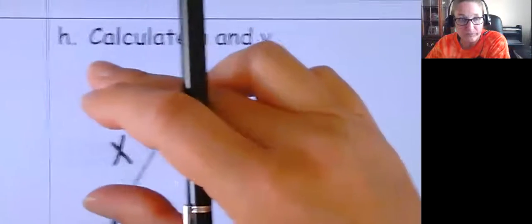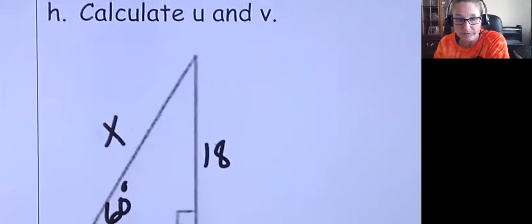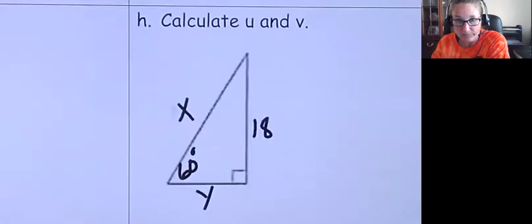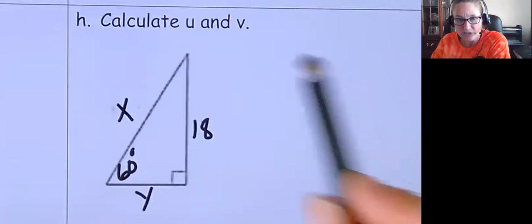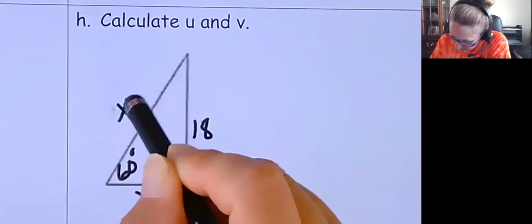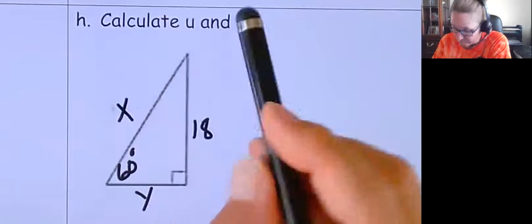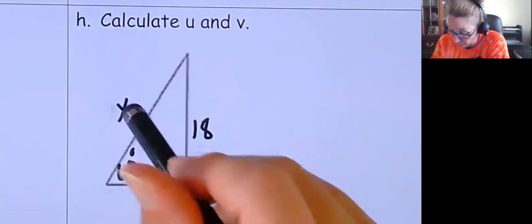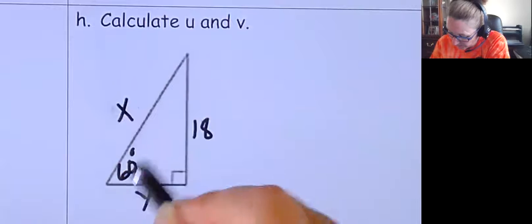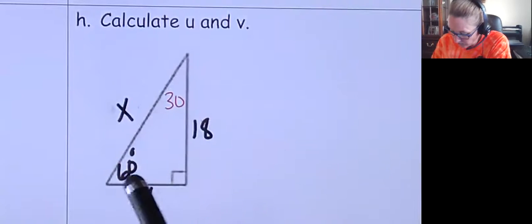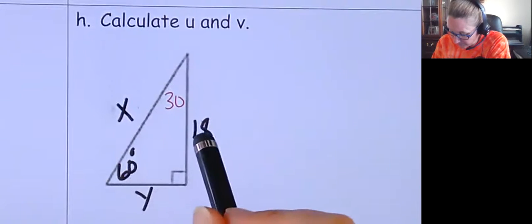And the last one, we have another 30, 60, 90. And sorry, this is a U and a V. Let's just realize I changed it to X and Y by mistake. Okay, so we're going to find these two variables. This is a 60, this is a 30. Across from our 60 is our 18.